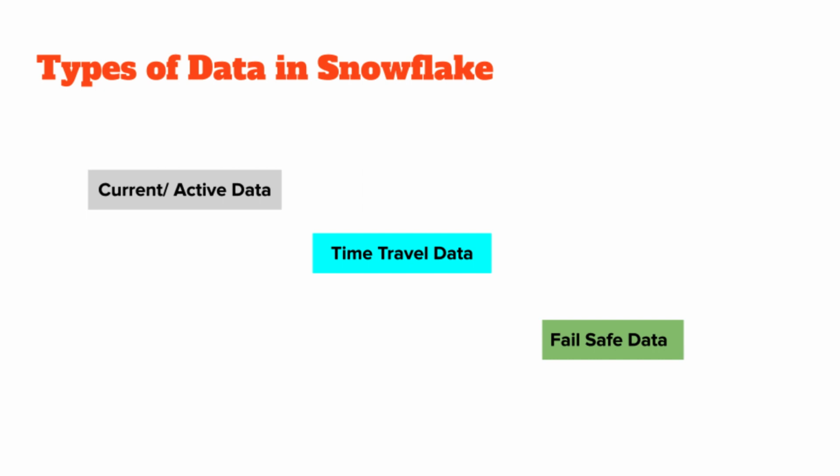First, there's active data right within your tables. Then, you've got time travel data, which is like a time machine for historical information you can explore. Lastly, we've got fail-safe data, which acts as your safety net, ensuring backup and disaster recovery.